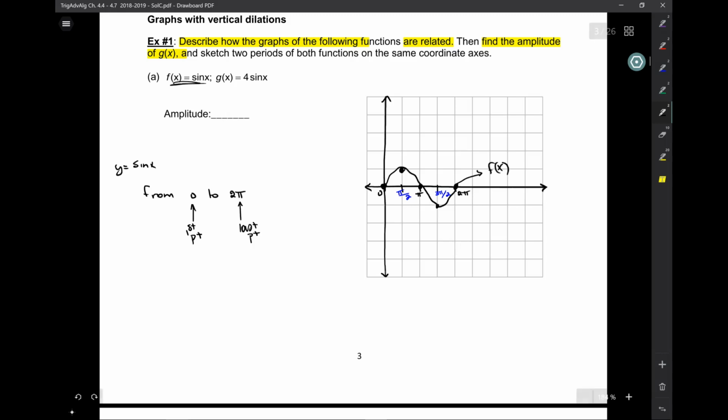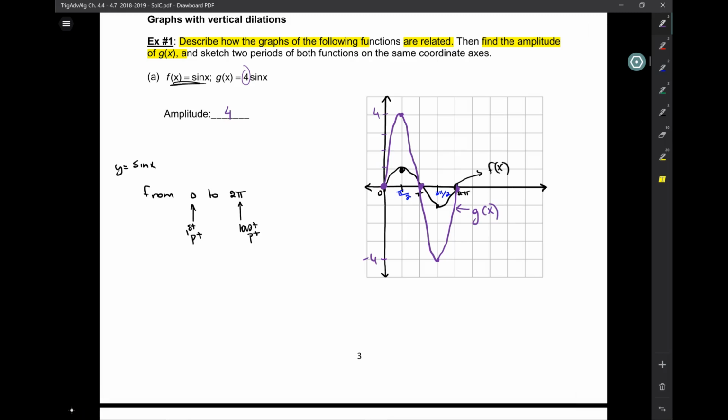Now, here I'm being asked for the amplitude of g of x. What is the amplitude of g of x? 4. So the first point is still 0. Then I don't go up to 1, I go up to 4, back to 0, down to 4, back to 0. And now when I graph, I want to highlight a very important point. So this is now g of x.